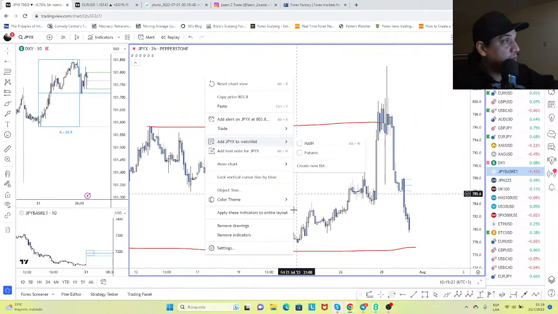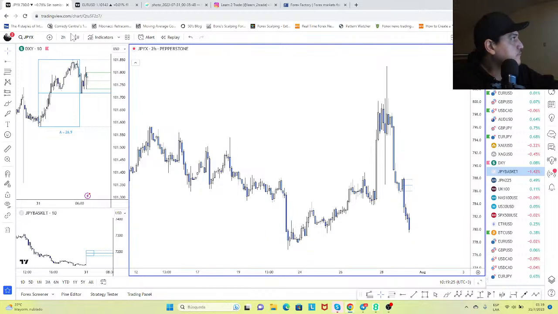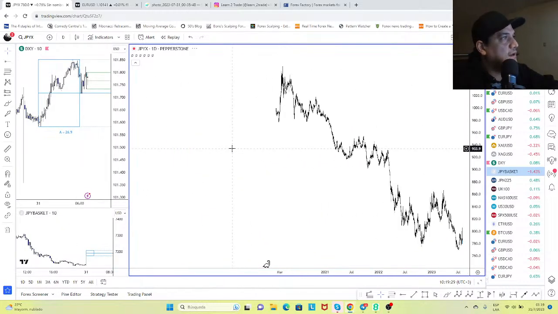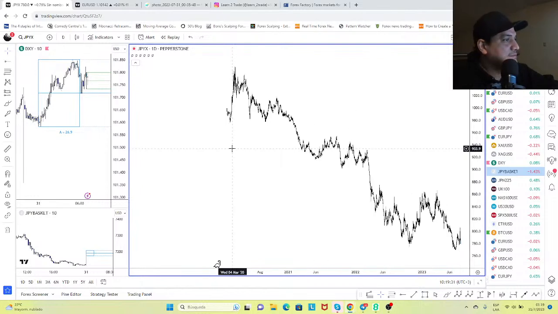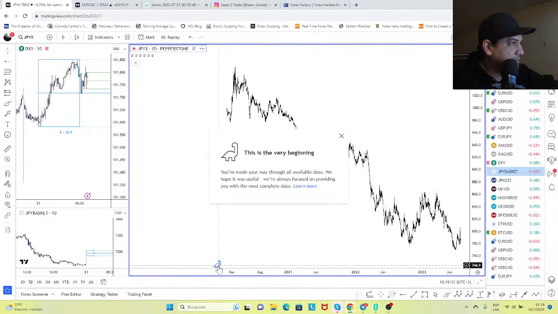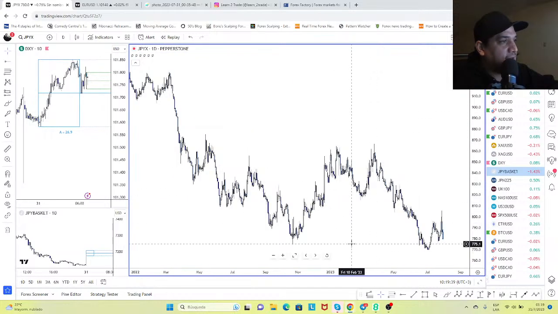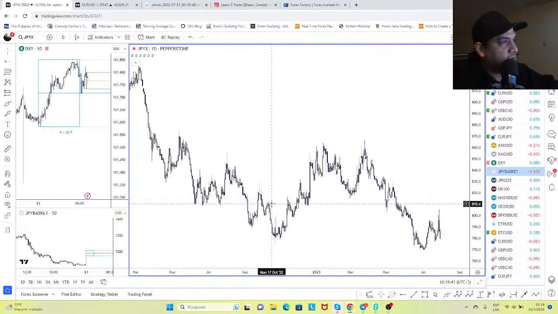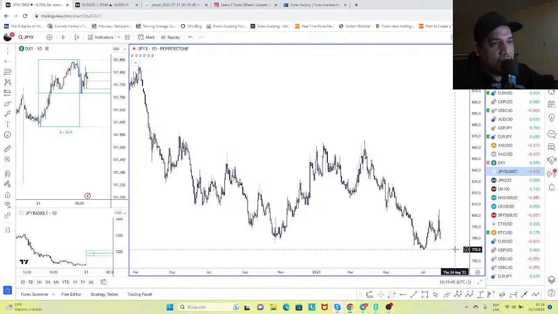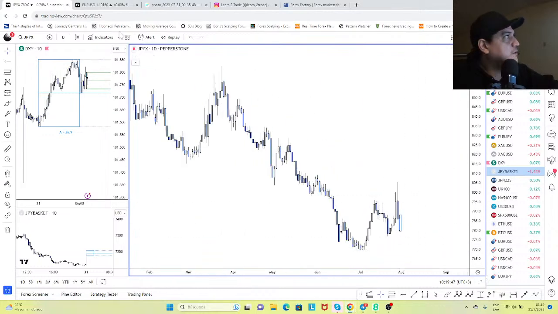And it doesn't matter that the Japanese yen has been going down for eternity. It really doesn't matter. What the hell is this? This is the very beginning. It doesn't matter that it has been going down for eternity. Oh, just have a look at what happened here. Same setup. Yeah, this is bearish. This is still very much bearish to me.